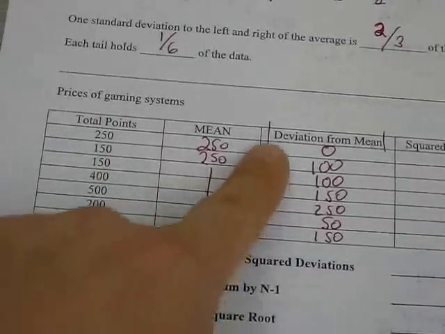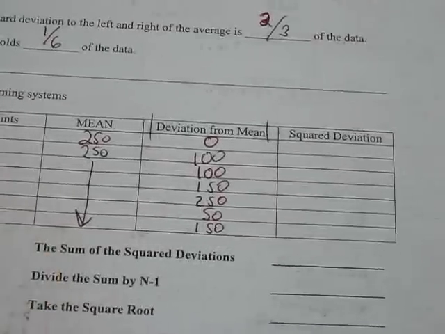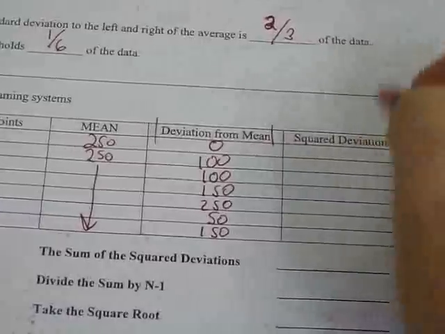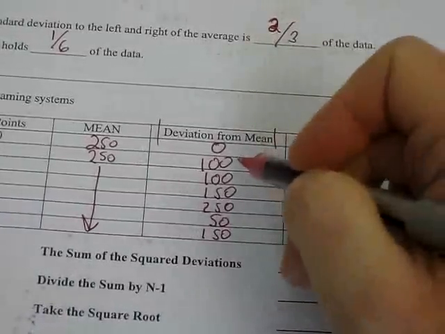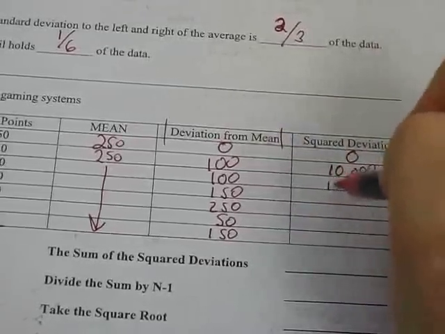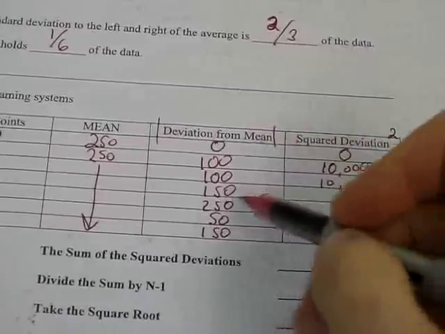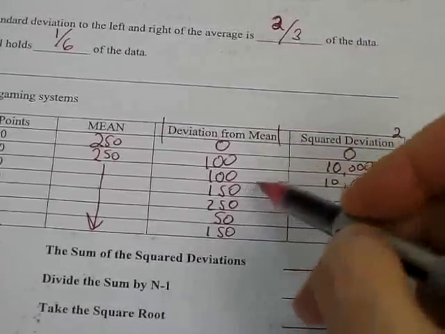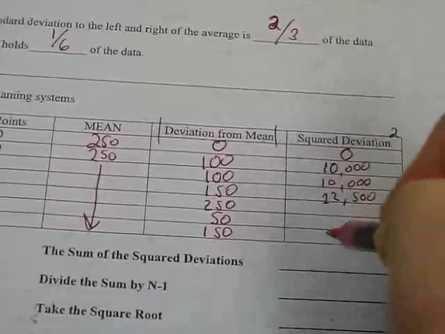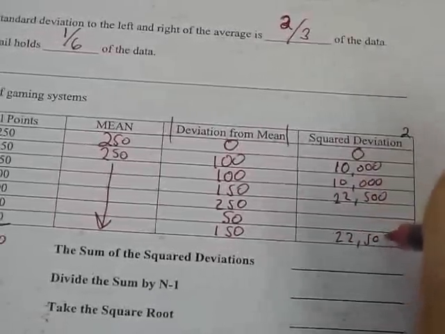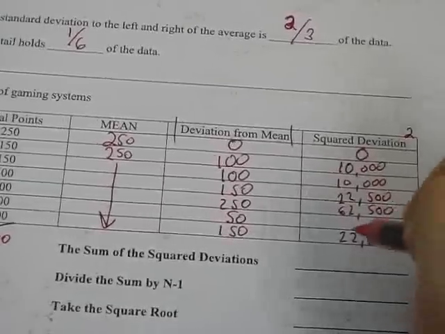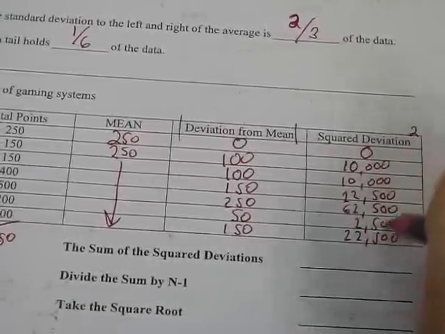So once we found that distance, we're now going to go to the squared deviation. We take each of our little numbers here and we square it. 0 times 0 is 0. 100 times 100 is 10,000. And I'll notice I have that again. 150 times 150, or 150 squared, is going to be 22,500. And I notice I have that again down here at the bottom, so I'll just copy it in there. 250 squared is 62,500. And 50 squared is 2,500.